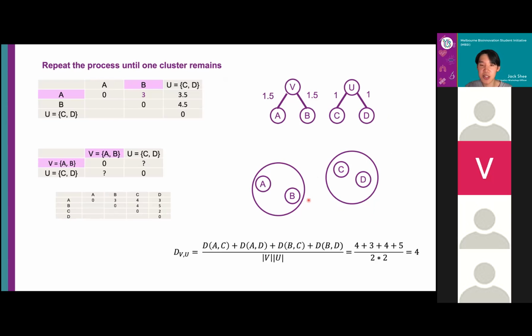As you can see, it's just comparing the distances between the elements inside the cluster. So we have the distance between A and C, the distance between A and D, distance between B and C, and B and D. We've gone through 4 of them. That's why we divide by 4. And that results in 4 for our distance between U and V.